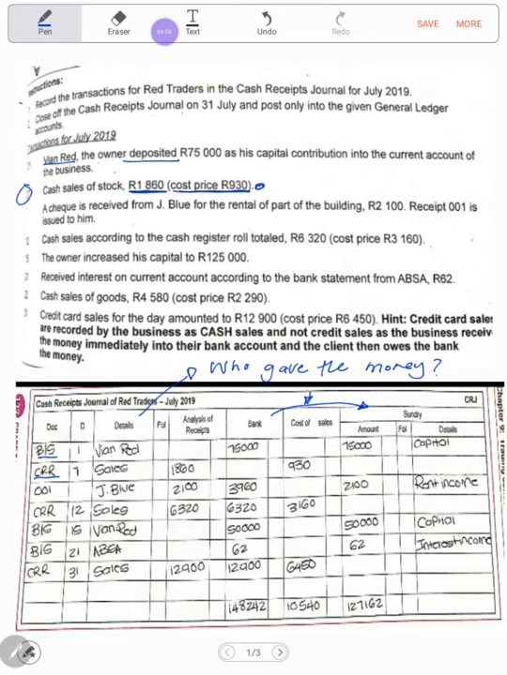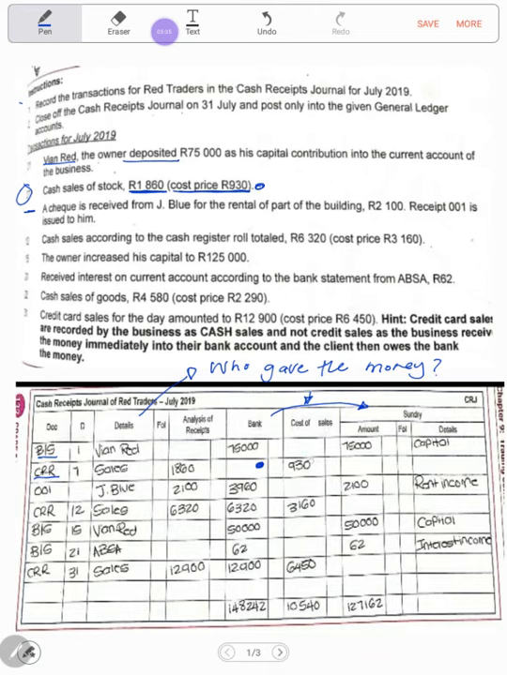How much was it for? It was for 1,860. Please note that the bank column is empty. Why? Because that sale was not the only transaction that took place on the 7th. We had another transaction, and remember, the bank only wants the total amount that was received on that day. We don't want repetition.